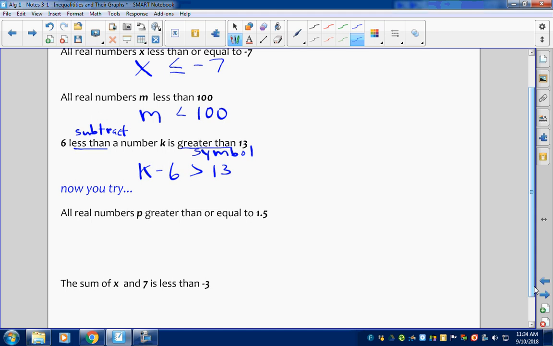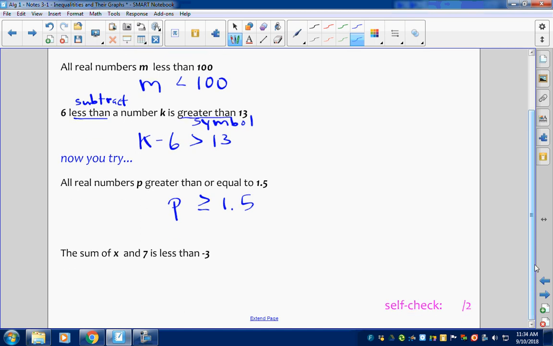So now you try. It says all real numbers p greater than or equal to 1.5. So go ahead and see if you can write it. And it should look like that. This one's like the 3rd example. The sum of x and 7. The and means plus. So x plus 7 is less than -3. So there it is. X plus 7 is less than -3. So you'll be asked to take some words, translate them into inequalities.